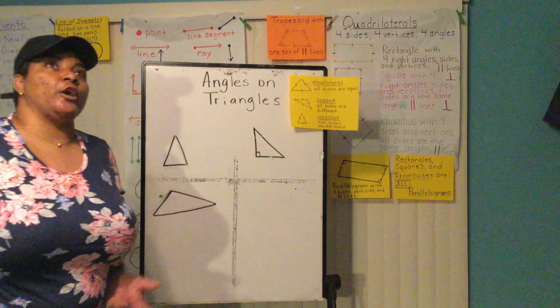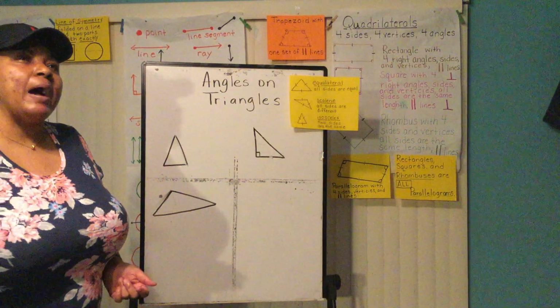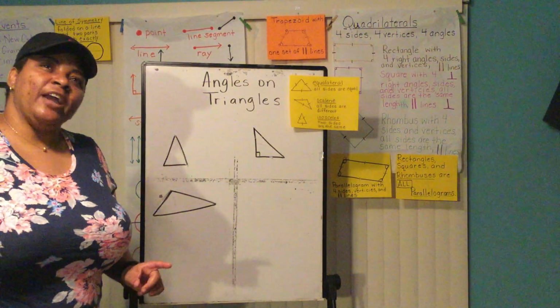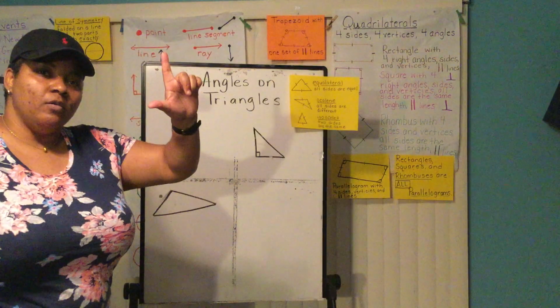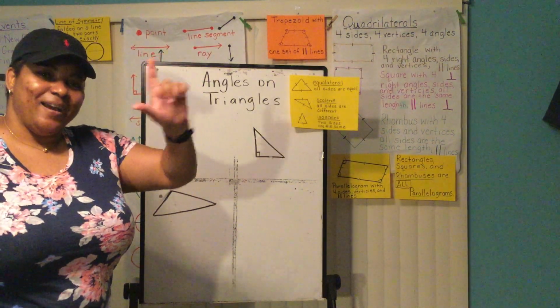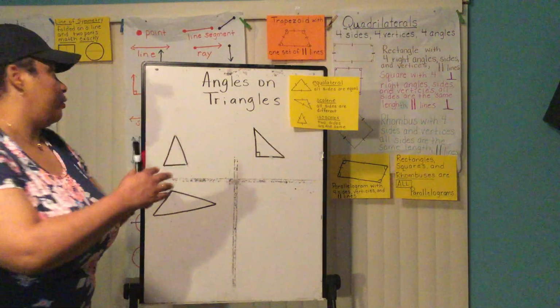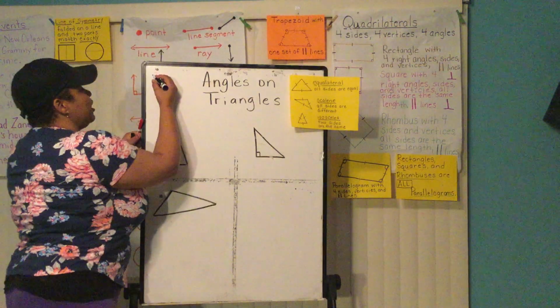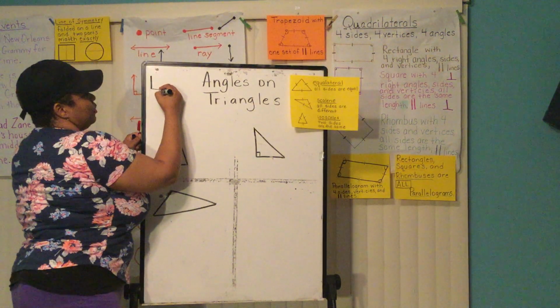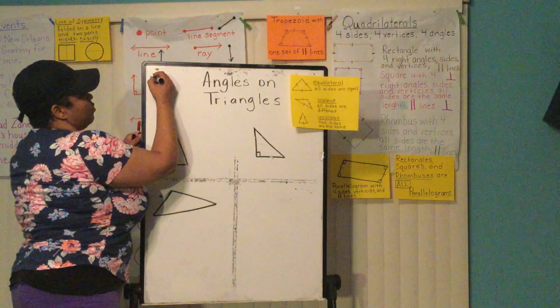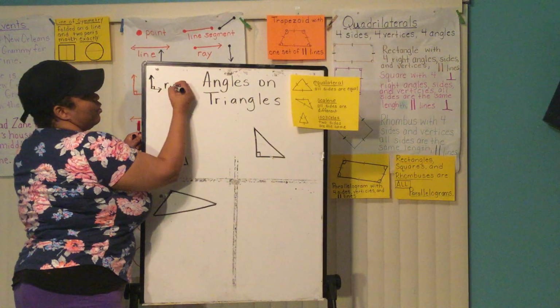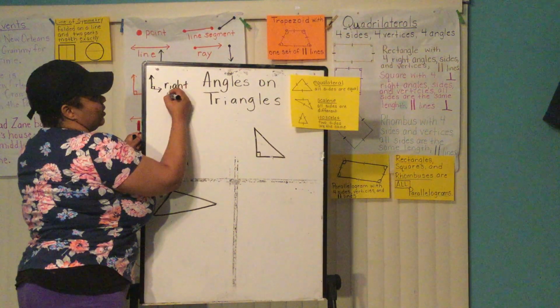So let's think about angles. What do we know about angles? Well, if the angle looks like the letter L, what kind of angle is it? Aha, a right angle. Let me make a note of this, and I'm going to draw it. I put my square corner. So that would be a right angle.